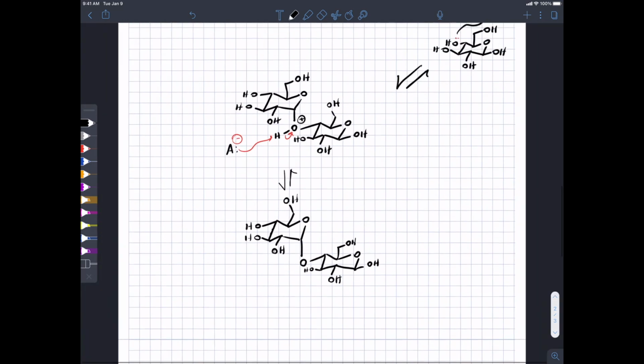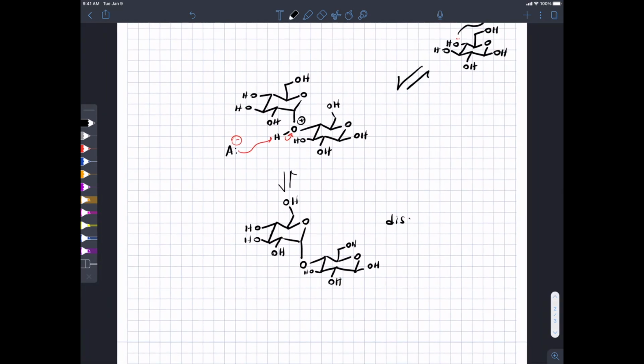Okay, so that's a disaccharide. Can you see that it's an acetal? Can you see how this is our carbonyl carbon and these are the two OR groups and this is the aldehyde proton?